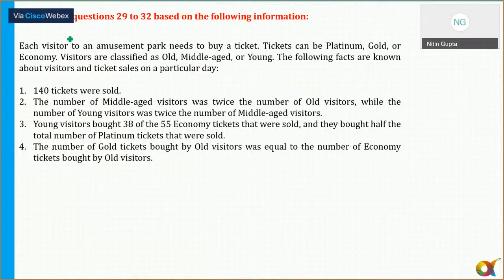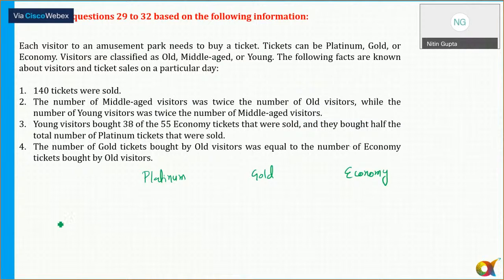It says each visitor to an amusement park needs to buy a ticket. A ticket can be platinum, gold, or economy. So the ticket can be platinum, then there is a gold ticket and then there is an economy ticket. The tickets can be either platinum or gold or economy.